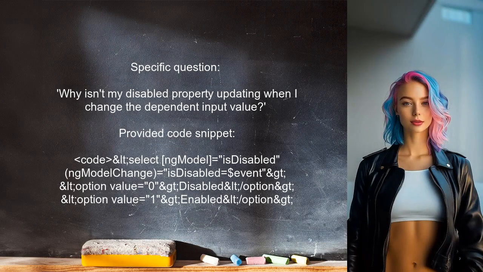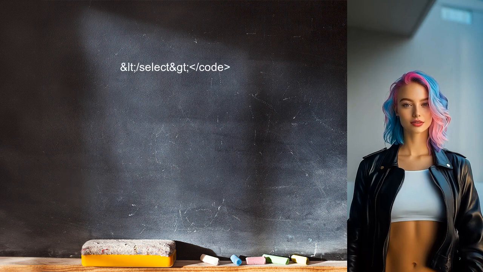Here's the specific question we're addressing. One user asked, "Why isn't my disabled property updating when I change the dependent input value?" They provided a code snippet that shows their setup. Sound familiar? Let's explore this together.